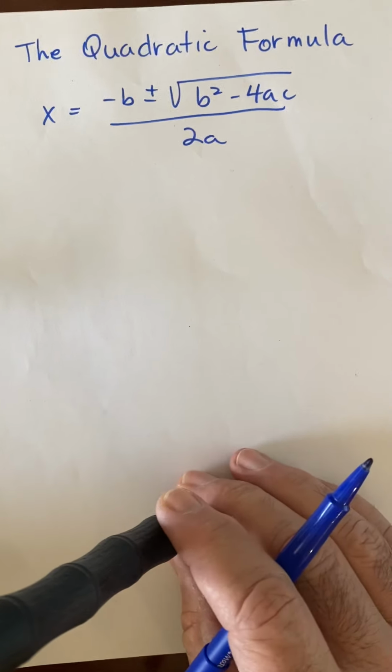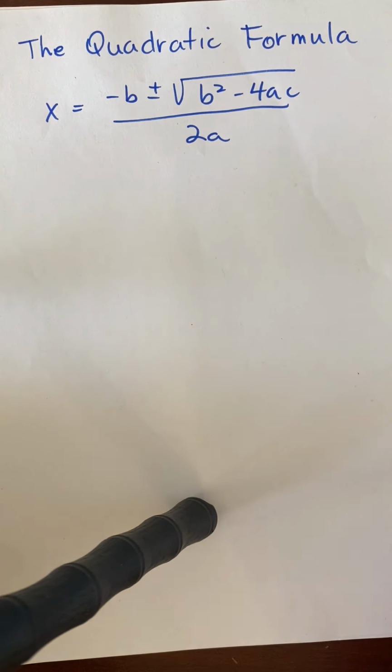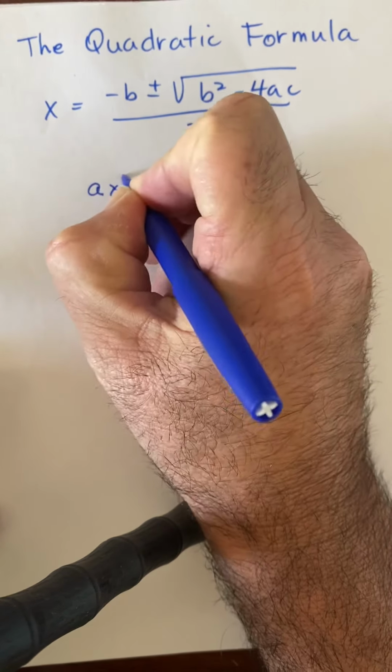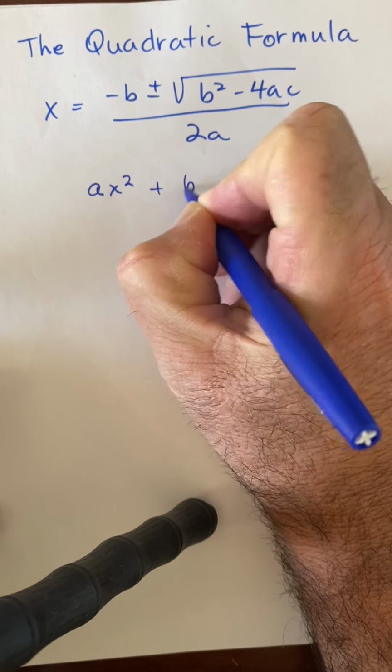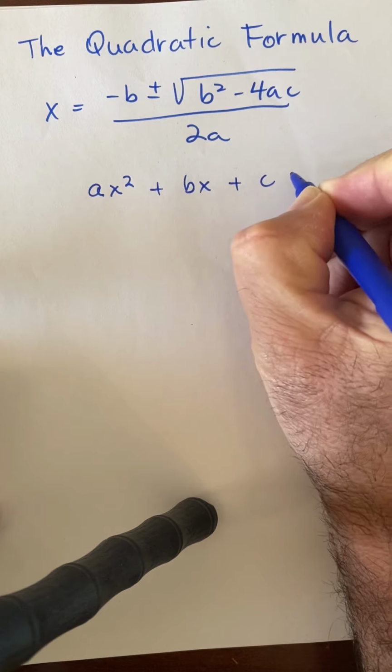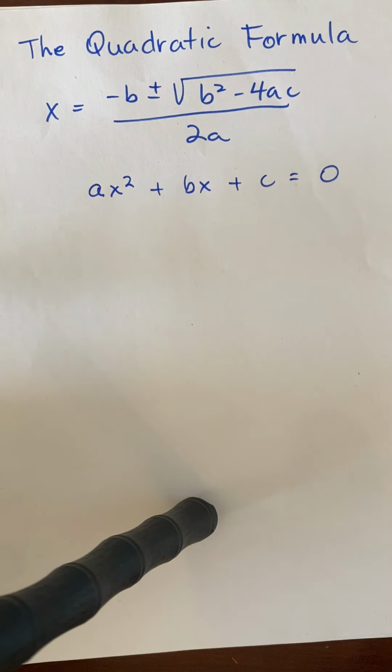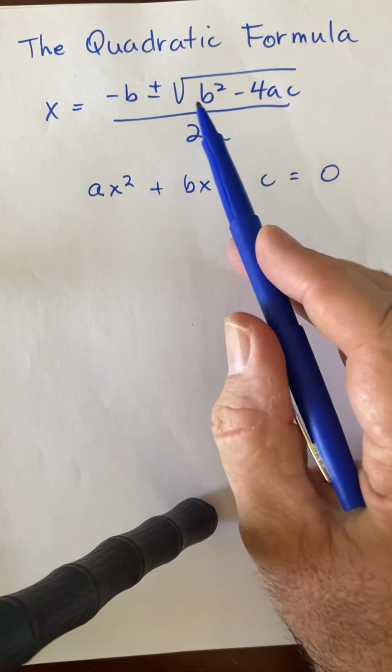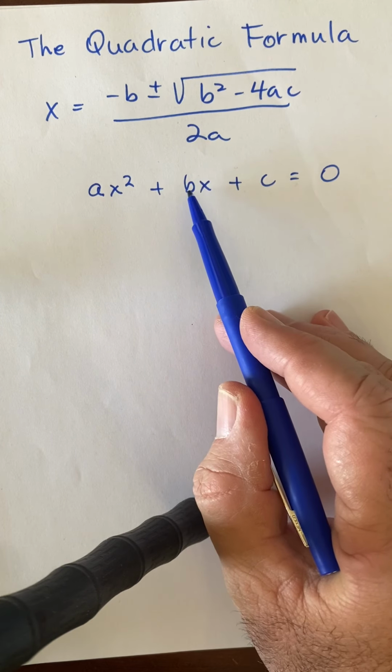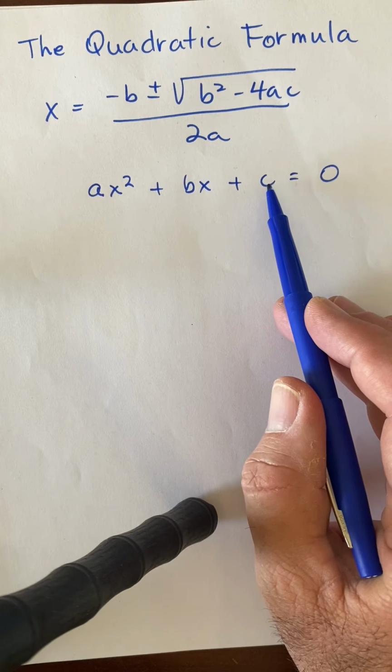Now you may be thinking to yourself, what do all the a, b, and c's represent? Well, let me put it to you this way. In order to use the quadratic formula, your equation must be in standard form. And standard form is this: ax squared plus bx plus c equals 0. So that's where the a comes from, here and here. That's where the b comes from, here and here. And that's where the c comes from.